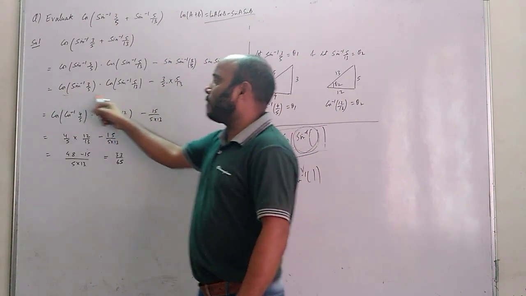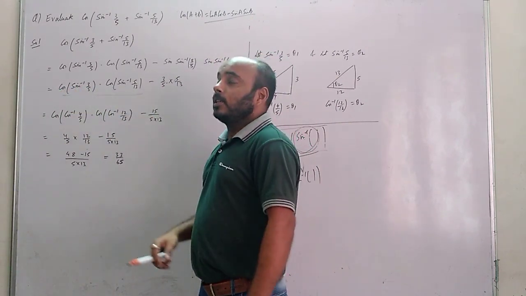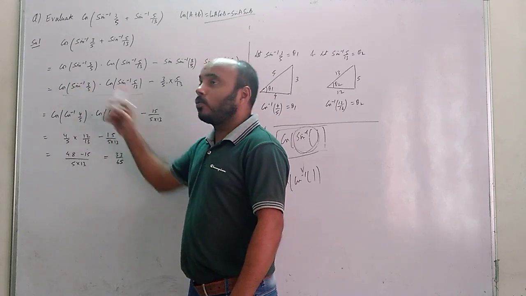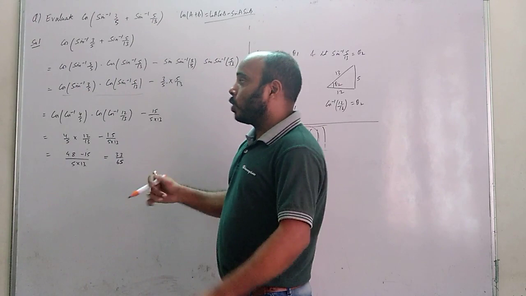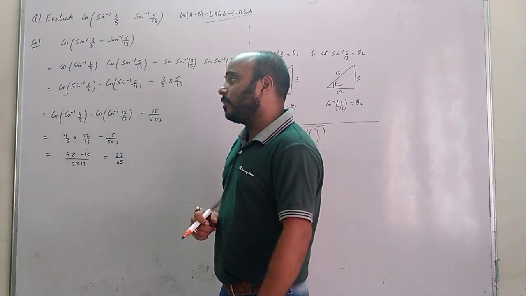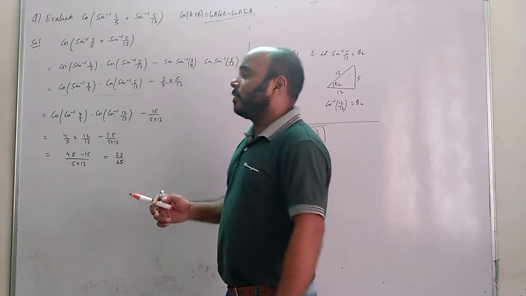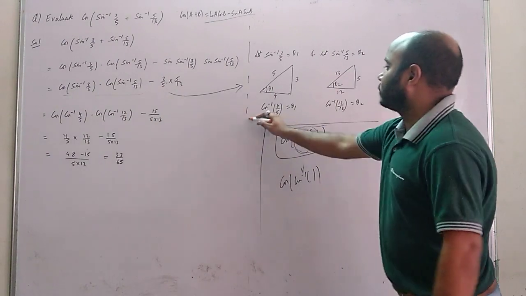But with this one, what is happening? We have cos with sine inverse, cos with sine inverse. That means we need to convert this sine inverse into cos inverse. Moreover, we don't have any coefficients. That means we can go for the triangle method. Okay, triangle method, and convert this sine inverse into cos inverse. So now we will go for this.